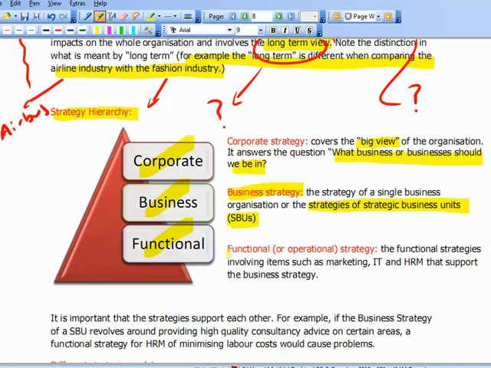Now the next one down, functional or operational strategy. And this covers more of the day-to-day running of the business. So we introduce things such as marketing, IT, HRM, human resource management. And all of these should support the business strategy. So what is important when we look at these three levels is that they all support each other. So the corporate strategy, the big picture. Business strategy introduces SBUs, and the functional strategy introduces the more day-to-day running of things.